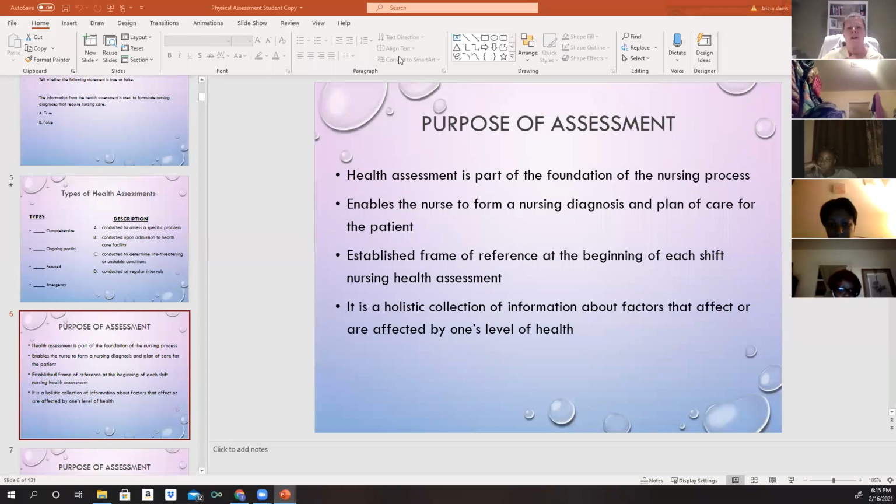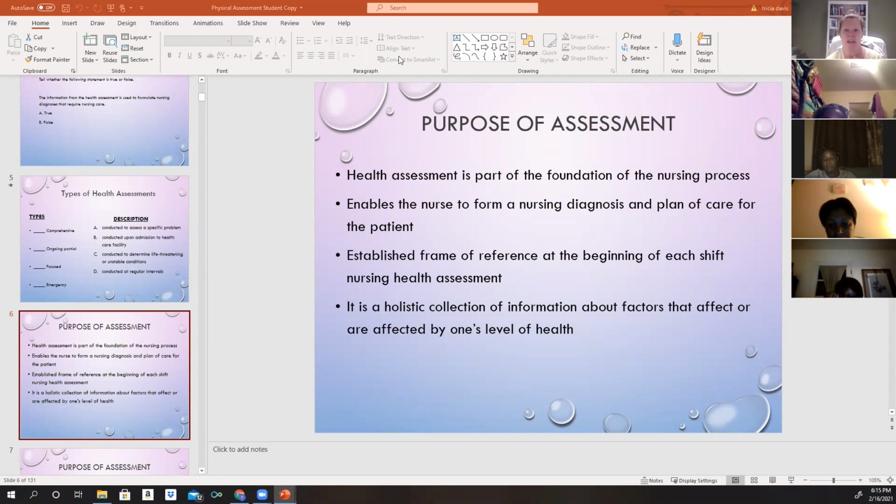Okay, so the health assessment is part of the foundation of the nursing process. Without the health assessment, we're not going to be able to get to all the other parts of that nursing process because we won't have any information. It enables the nurse to form a nursing diagnosis and a plan of care for the patient.